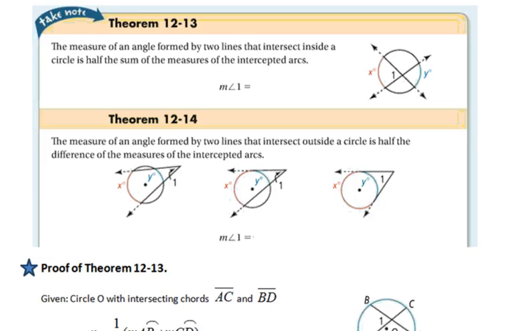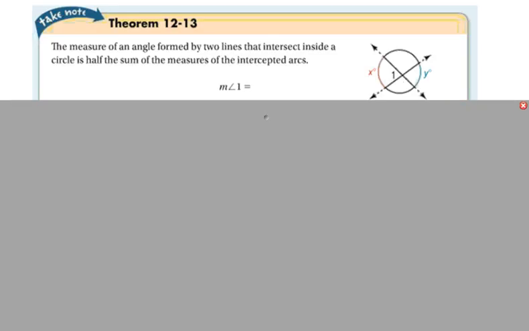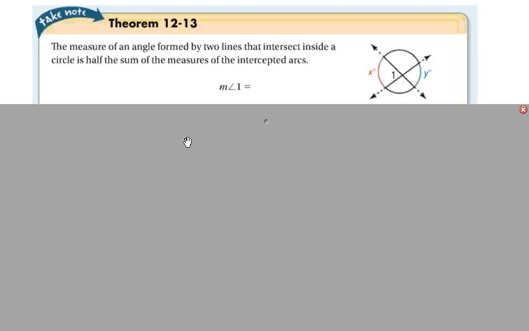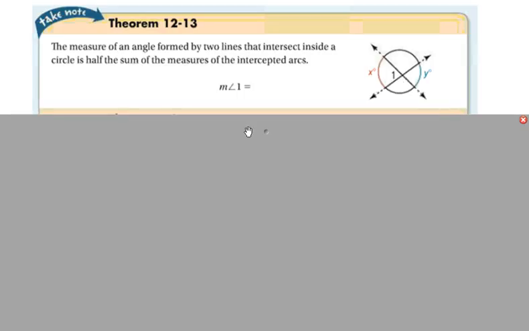All right, going on. Let's start off with a couple of theorems. And these two theorems, we're just going to take them for what they are. I could certainly prove them for you, and we could walk through the proof, but for time's sake, we're just going to accept them because they've already been proven. So theorem 12.13 says the measure of an angle formed by two lines that intersect inside a circle is half the sum of the measures of the intercepted arcs.